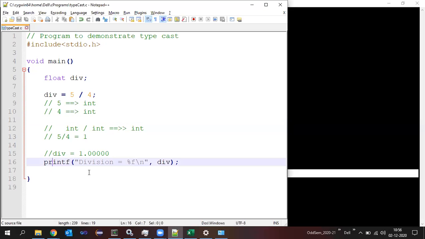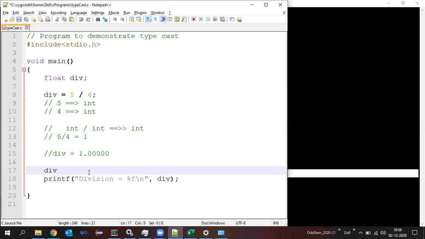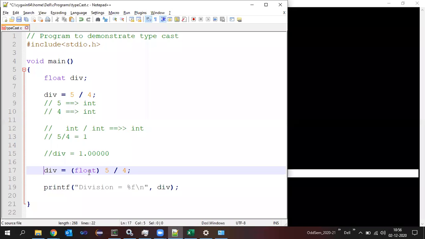Now, someone had told me that when we do something like this, when we perform division is equals to float of 5 divided by 4, we get the actual result. This is one of the methods of converting one data type to another data type. That is what we call typecasting. Before this, let me explain another simple trick here. Instead of writing this 5, I will write 5.0 divided by 4.